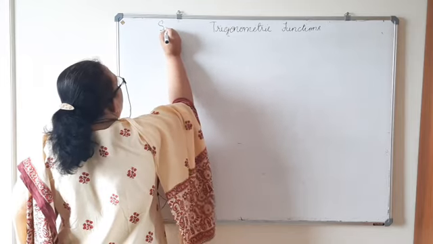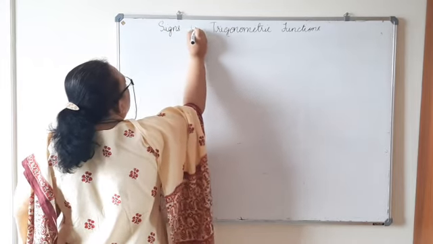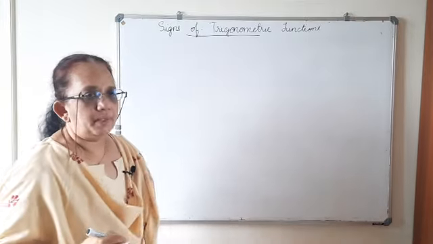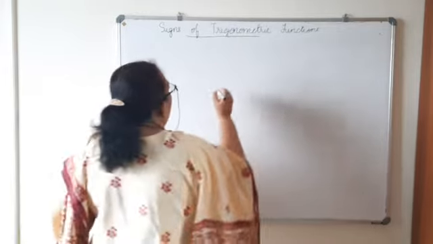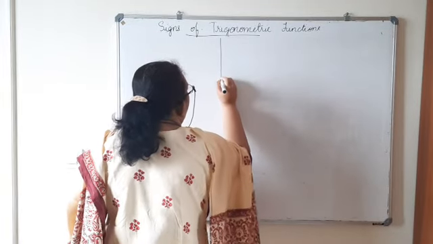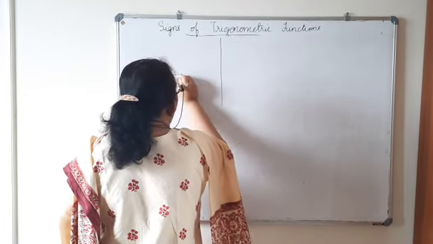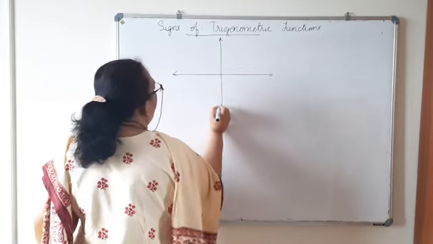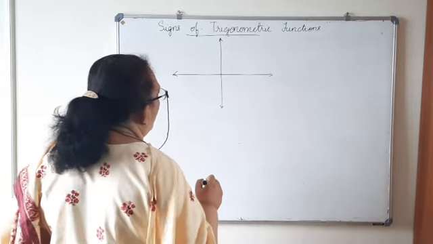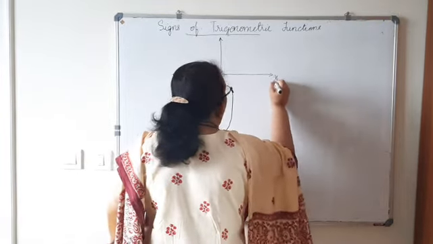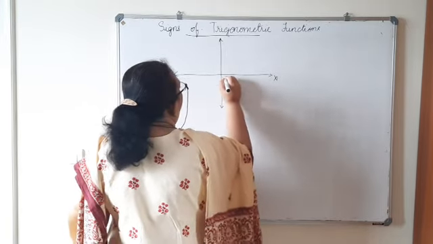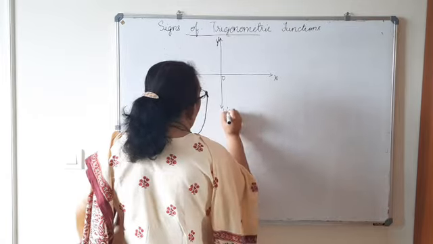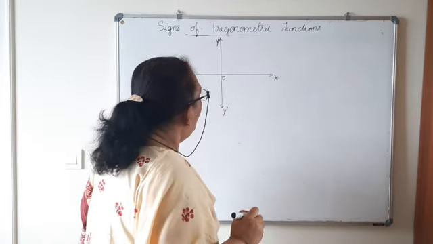Next one we have to study is signs of trigonometric functions. What are the signs of the trigonometric functions? Now, when we consider the quadrants, first quadrant, second quadrant, third quadrant, and so on. In the first quadrant, x and y are positive.